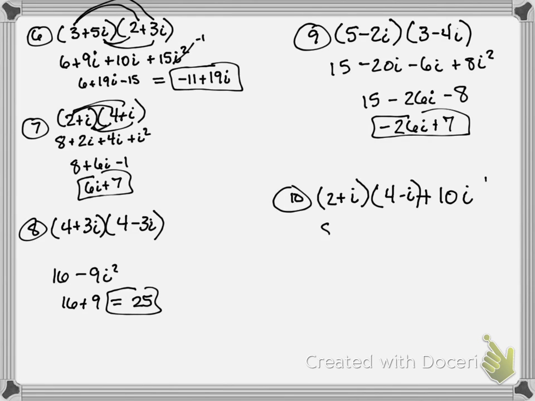Okay, last one, 10. All right, 2 times 4 is 8. 2 times negative i is negative 2i. i times 4 is positive 4i. i times negative i is negative i squared. Plus 10i on the end. All right, again, like terms. Negative 2i, 4i, 10i. That's going to give me a total 8 plus 12i. Okay, your negative i squared turns into a negative 1. So that's just like saying 8 plus 1. Right? Two negatives turn into a plus. So you get 12i plus 9.